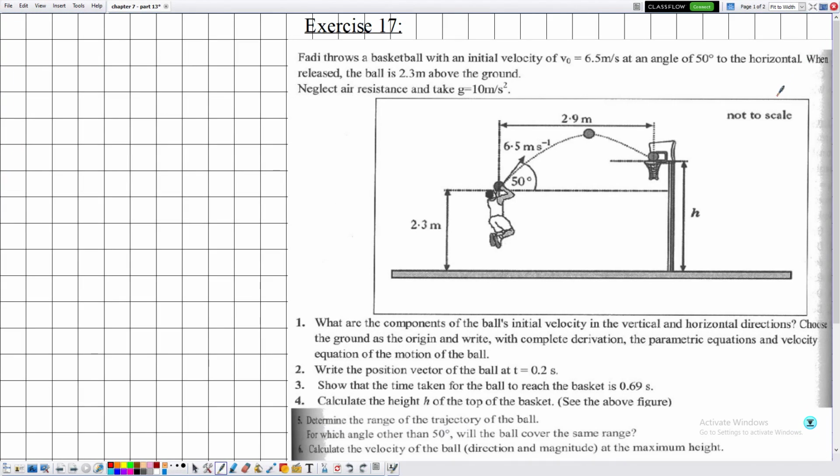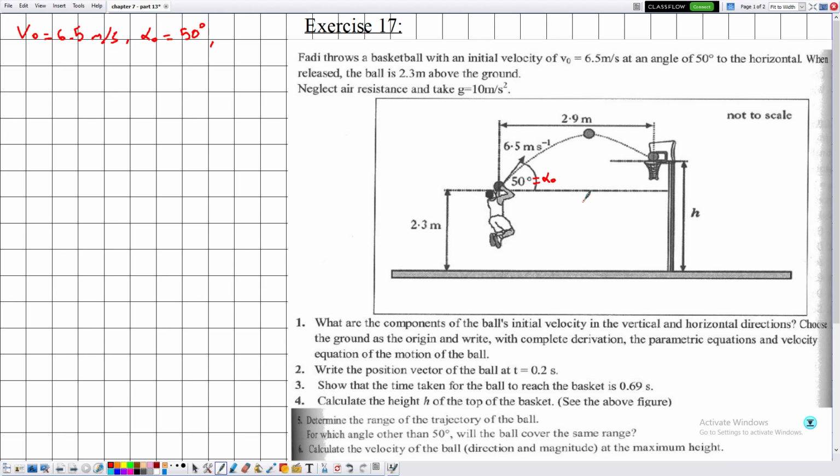And let me start with exercise 17. Fadi throws a basketball with an initial velocity v0 equal to 6.5 meters per second. So the initial velocity of the projectile is 6.5 meters per second at an angle of 50 degrees with the horizontal. Let me give the angle here: this is alpha 0. Then alpha 0 is 50 degrees, which is the shooting angle of the projectile.